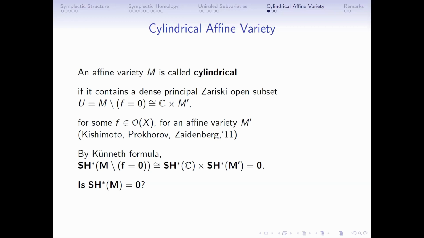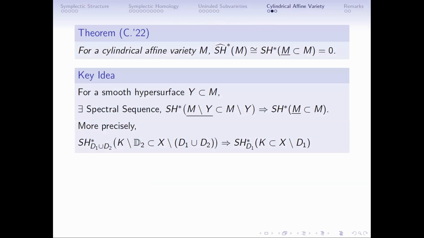Then, using Künneth's formula, there is a symplectic homology Künneth formula. Then the symplectic homology of the deleted part is 0. So my question was, how about the original affine variety? If we delete and the symplectic homology is 0, then what about the symplectic homology of the original variety? Then I think I got some spectral sequence.